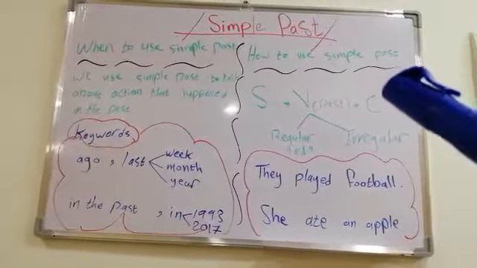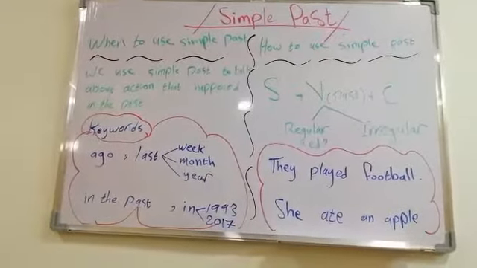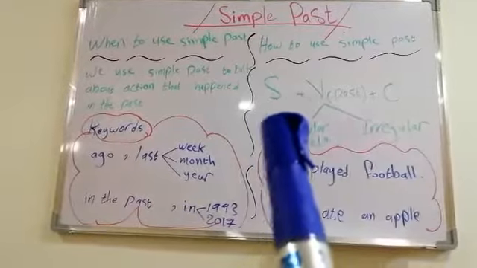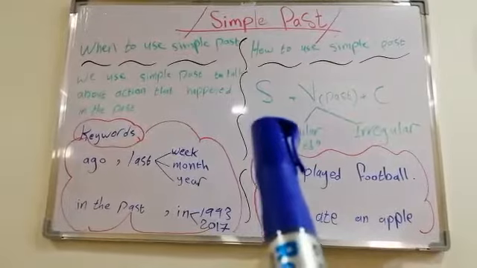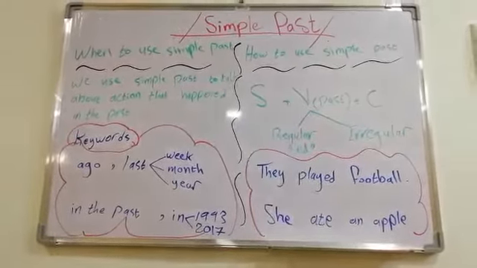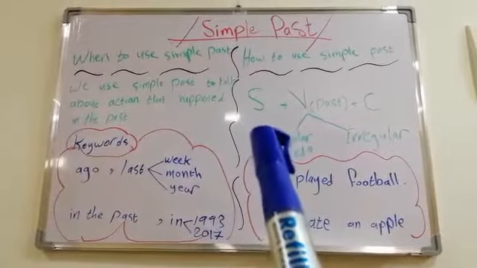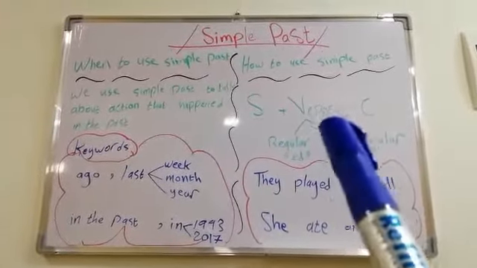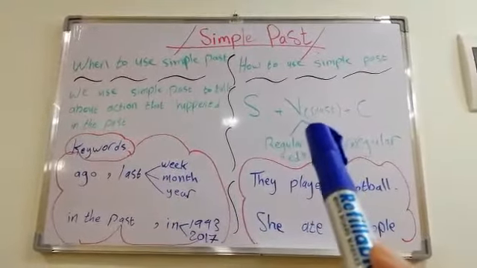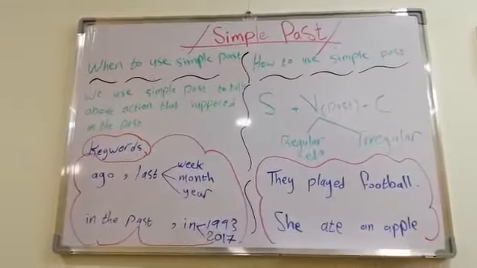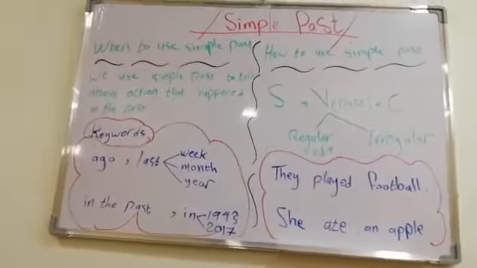So, how to use simple past? كيف نستخدم simple past? Here we have subject, verb in the past, and complement. What does subject mean? Subject in Arabic الفاعل. So we have to use the subject. Then the verb. We have to use the verb in the past tense, right? Then you have to use the complement, okay?